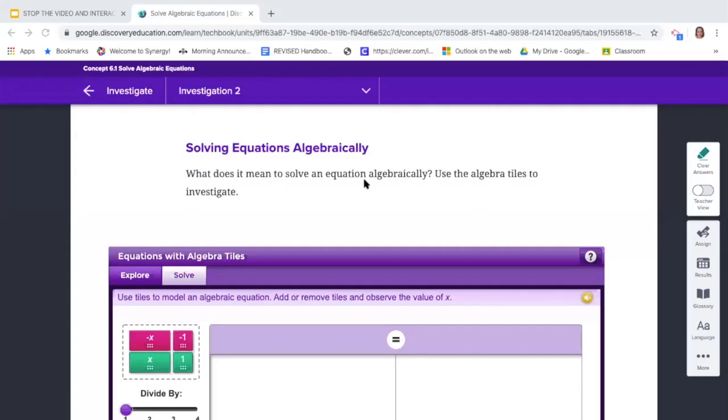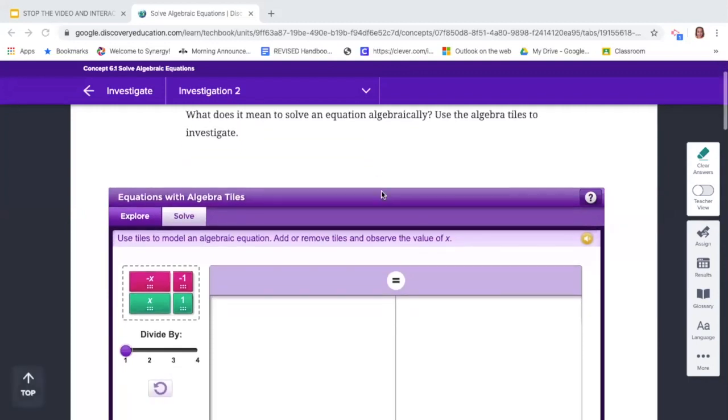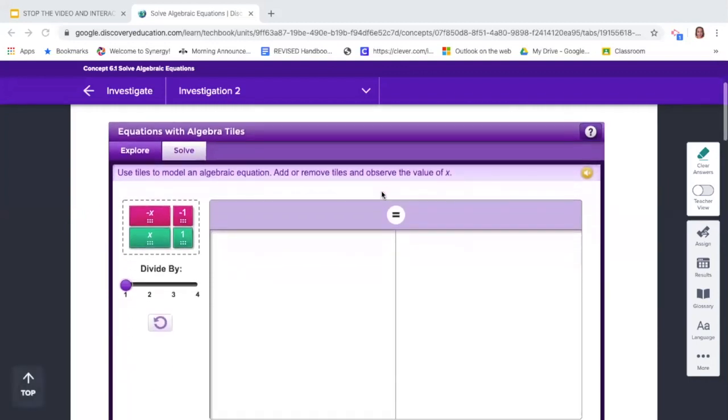So today we are going to go over 6.1 Solve Algebraic Equations, Investigation 2. Solving equations algebraically. What does it mean to solve an equation algebraically? Use the algebra tiles to investigate. So today I want you to take about 10 minutes to explore this investigation. I want you to not only explore, but I want you to solve.